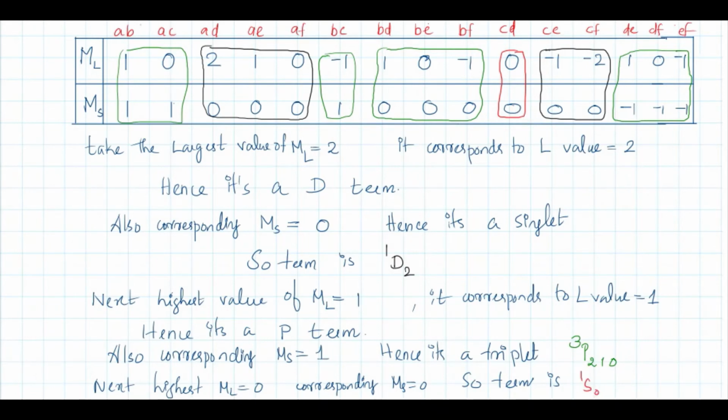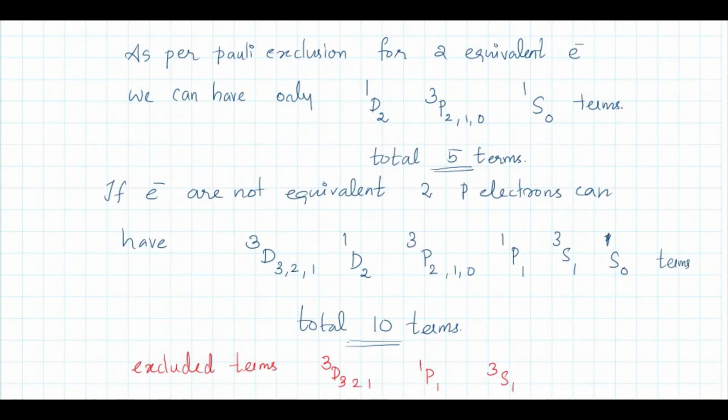So what are the possible terms? 1D2, 3P2,1,0 and 1S0. As per the Pauli exclusion principle, for two equivalent p electrons, we can have only 1D2, 3P2,1,0 and 1S0, total 5 terms. This is 1, this is 3, this is 1, so total 5 terms.